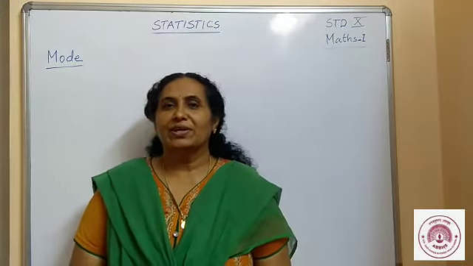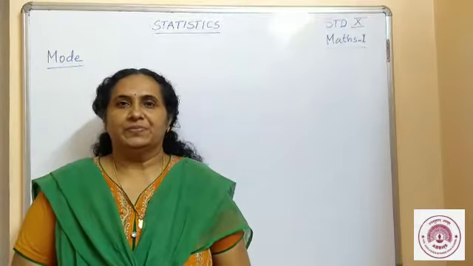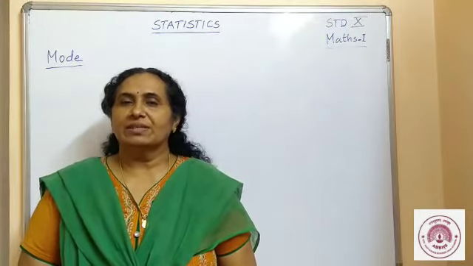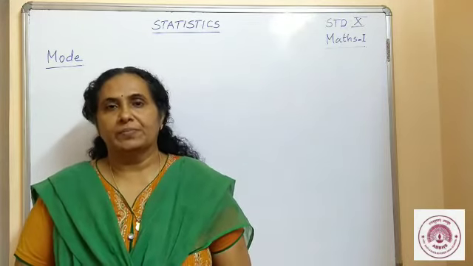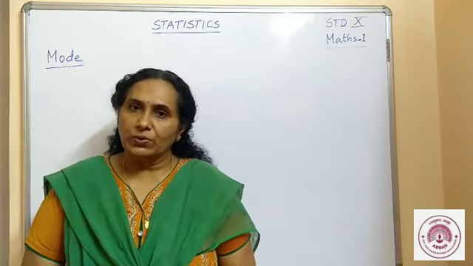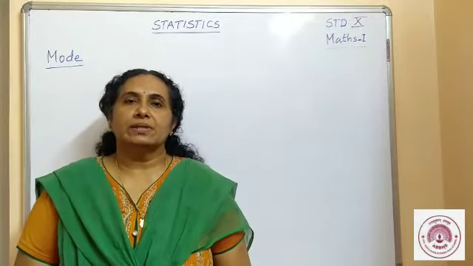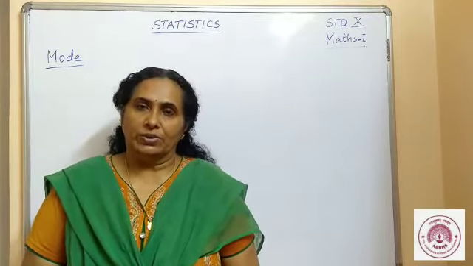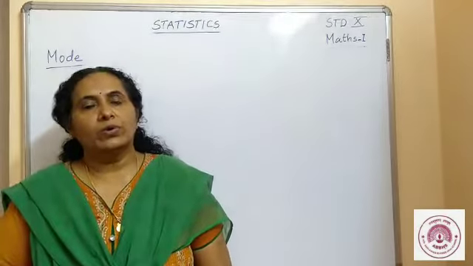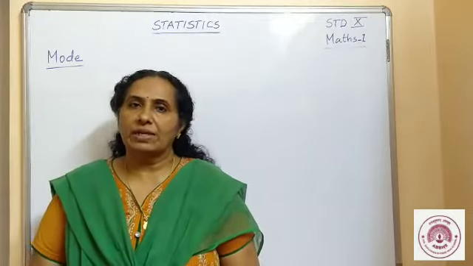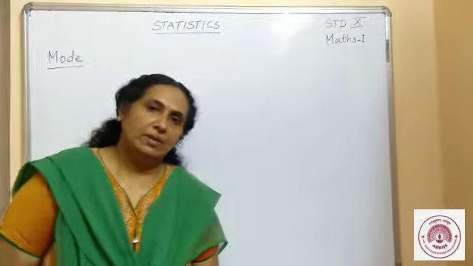Hello students, today we are going to learn mode of grouped data. In your previous class, you have studied how to find mode of an ungrouped data. If the data is not grouped, the score repeating maximum number of times in the data is the mode. Now, let us study how to find mode of grouped data with the help of an example. Before that, I will write the formula for finding the mode.